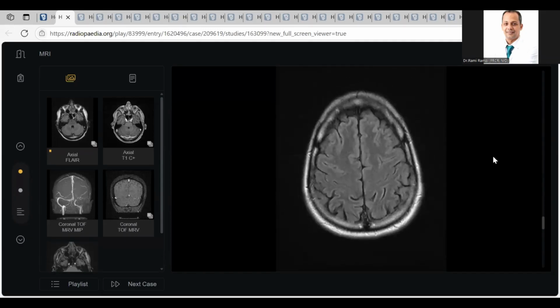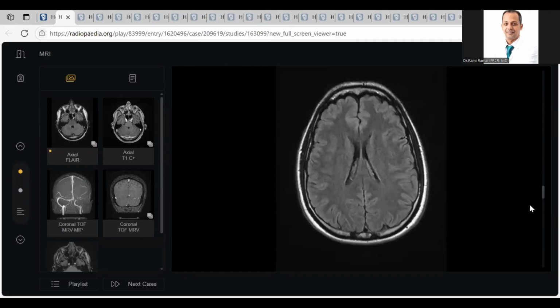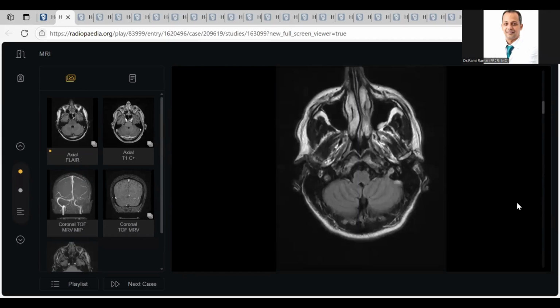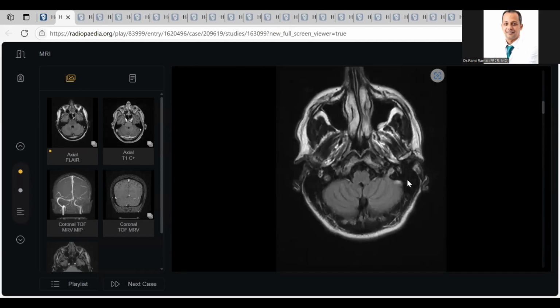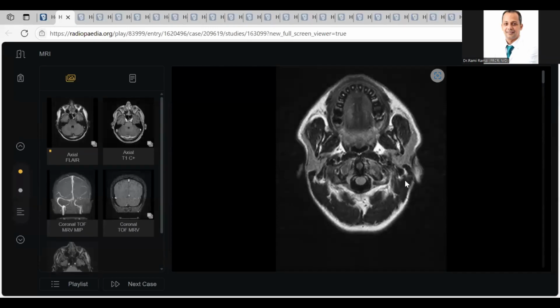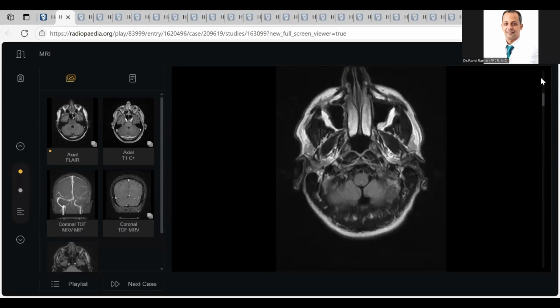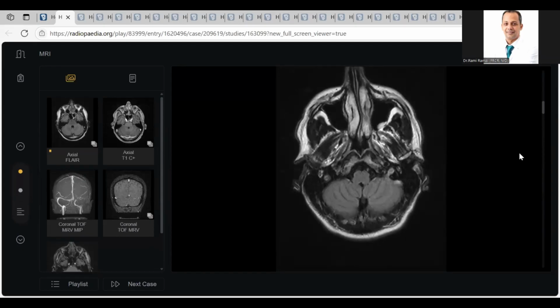Yes, sir, I'm looking for the lesion on the left side. Here I can see. Could you please scroll for me? Actually, it is jumping, so I cannot focus. There is a soft tissue intensity mass lesion in the region of the jugular foramen on the left side. Sir, the lesion has no other differential intensity within it.